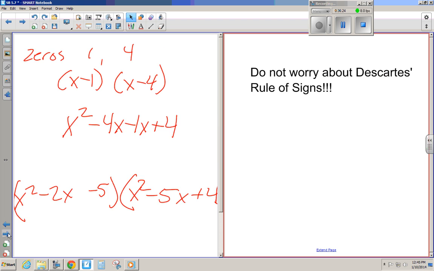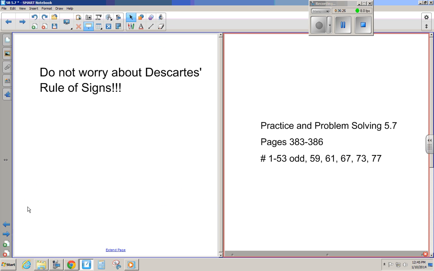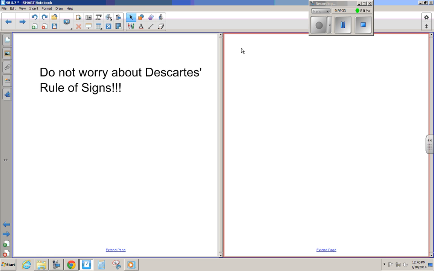All right. Don't worry about Descartes' rule of signs. Try some of the other ones. Let's do guided practice. Number 5 is basically all you're going to need to do for your test and your quiz. We're not too worried about the irrational or imaginary ones quite yet.